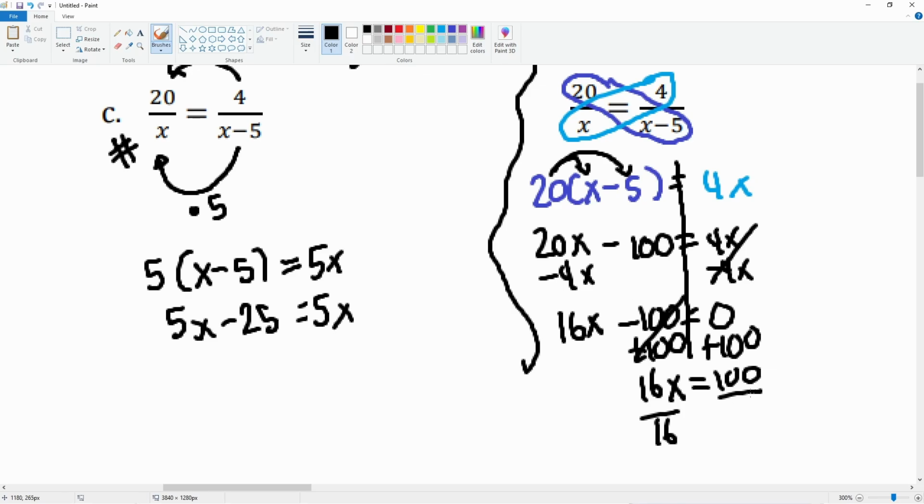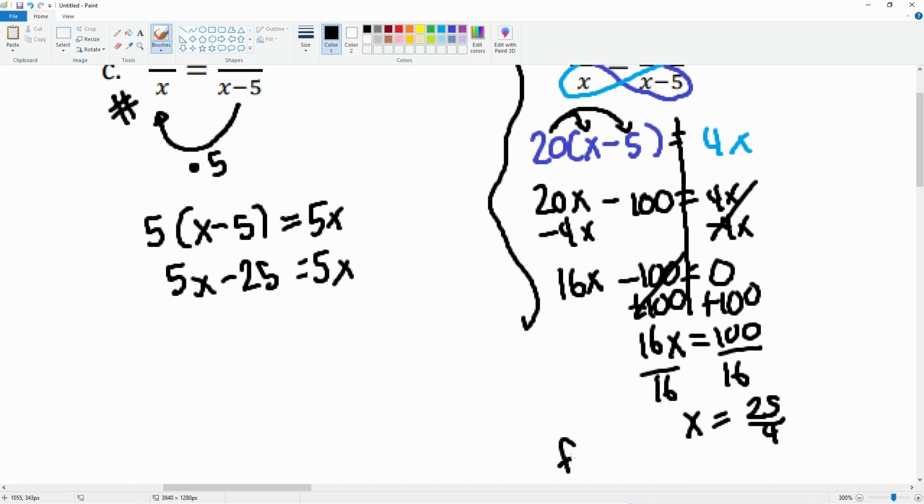Divide by 16 on both sides. x is equal to 100 divided by 16. You might actually need a calculator for that part. Give me a second, I'm going to put it in Desmos. Okay, 100 divided by 16 gets you 25 over 4, right? You see, this is why. Do you see how this became a fraction?